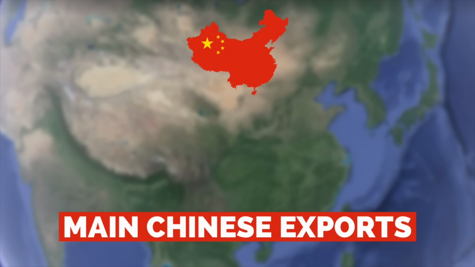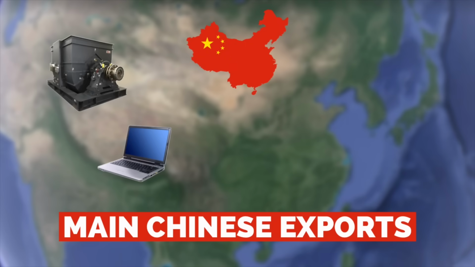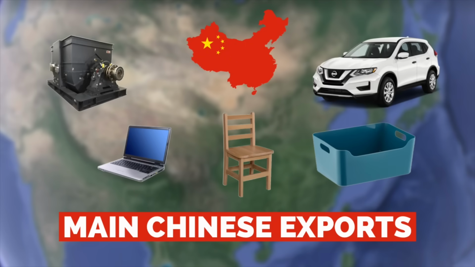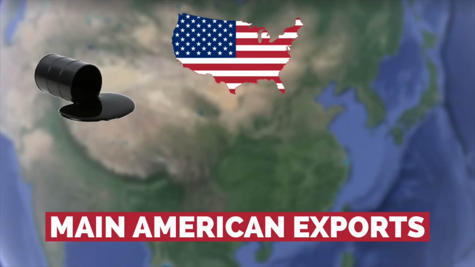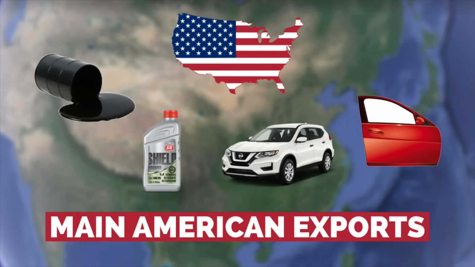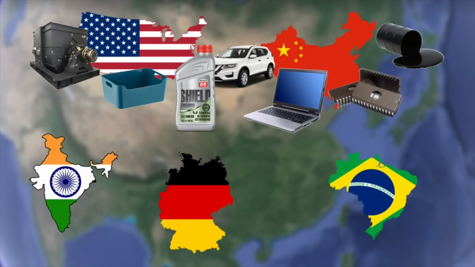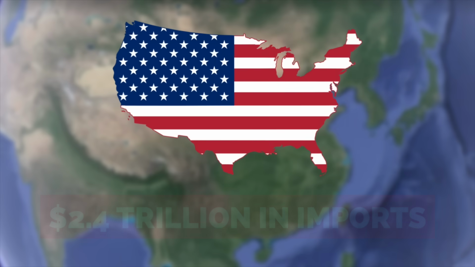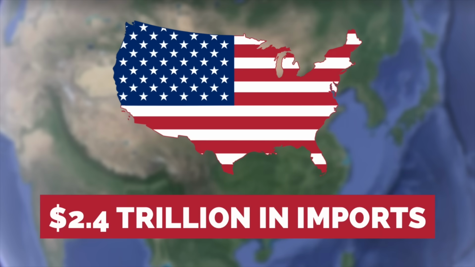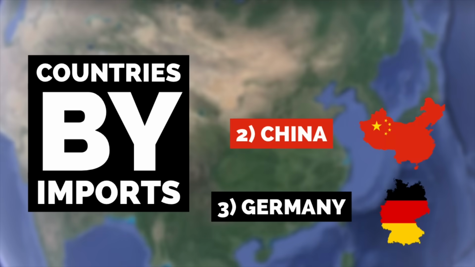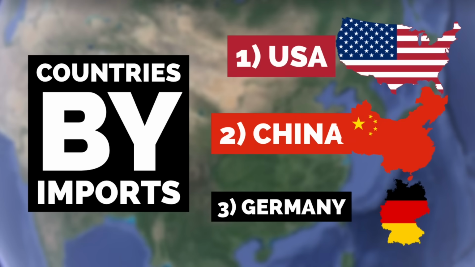China's largest exports include products like machinery and equipment, computers and other technology, furniture, plastic products, and vehicles. The main US exports include products like crude oil, refined oil, vehicles and vehicle parts, and integrated circuits. And in addition to exporting trillions in goods each year, both countries also import trillions of dollars worth of goods. The United States imports about $2.4 trillion worth of goods each year, and China imports a little over $2 trillion. This makes the United States and China the world's largest and second largest importers.